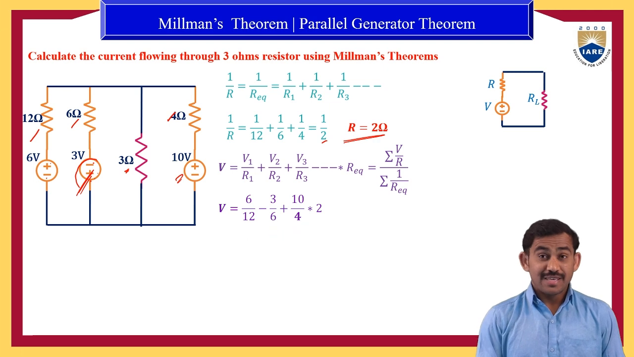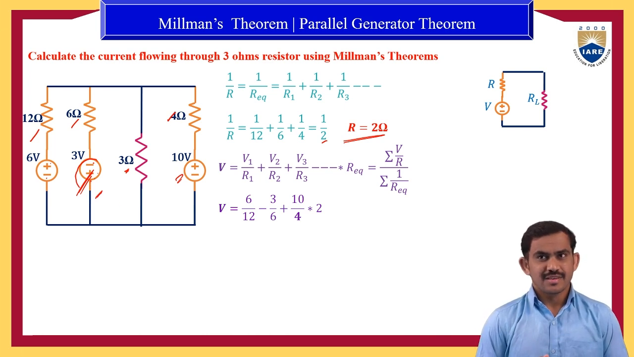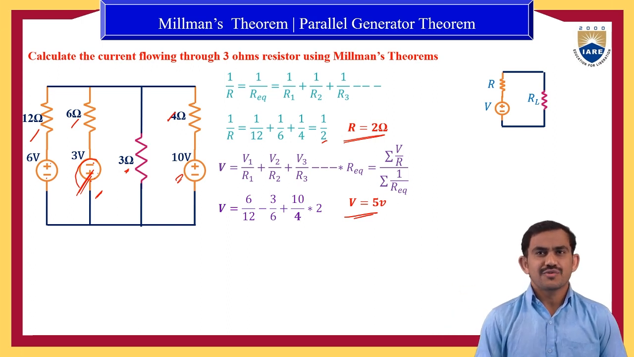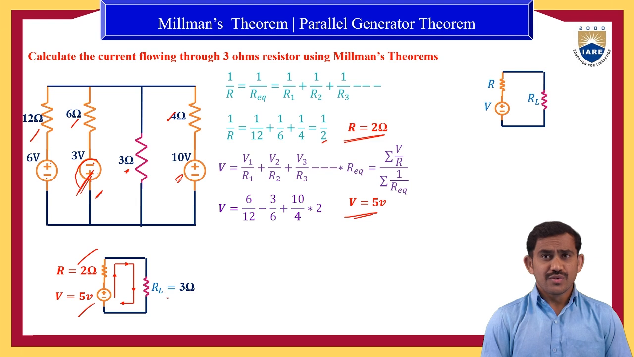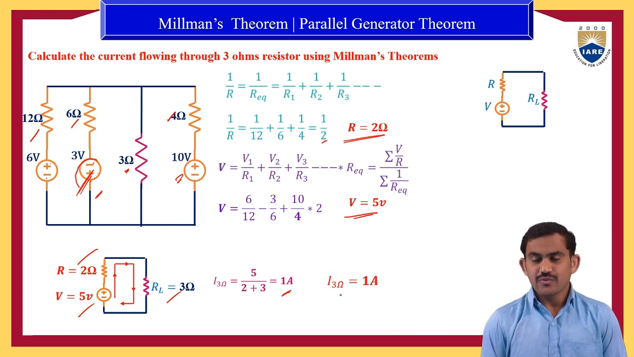V equals 6 by 12 minus 3 by 6 plus 10 by 4. Why minus? Because the voltage source is reversed. Clear? And what is the value now? The V value is 5 volts. If you solve this equation, you will get 5 volts. Then we know the R value and the V value. Just substitute in a single circuit: R value, V value and load value. We have only one loop, so I equals V by R, where V equals 5 and R equals 2 plus 3. We get 1 amp. So the 3 ohm current is nothing but 1 amp.